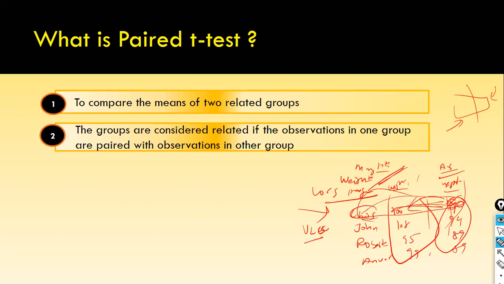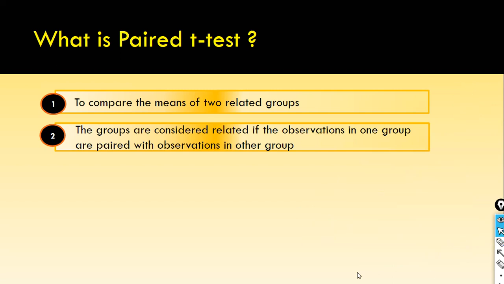The groups are considered related if the observations in one group are paired with observations in the other group. Here, the observations are nothing but samples. The samples are paired with observations in the other group. So, I hope you understood. It's pretty simple.